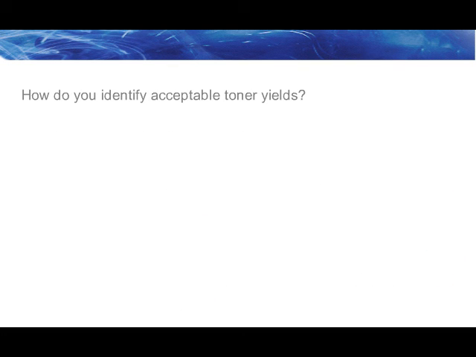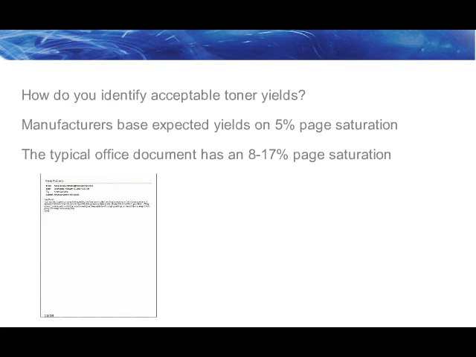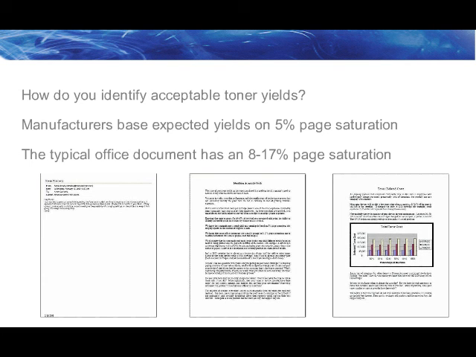We know that a manufacturer's stated yield on a cartridge is based on 5% page saturation. This roughly equates to the content of a typical email. We know that most Office documents are actually printed at 8 to 17% page saturation, not to mention documents that contain graphs, lines, and images.